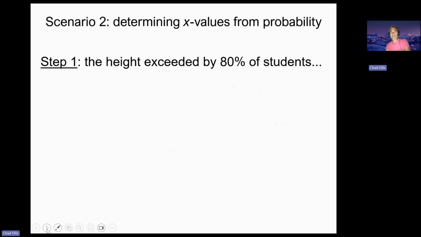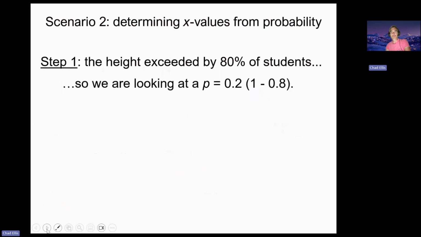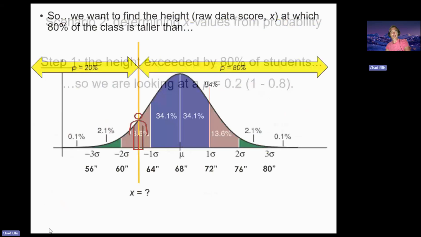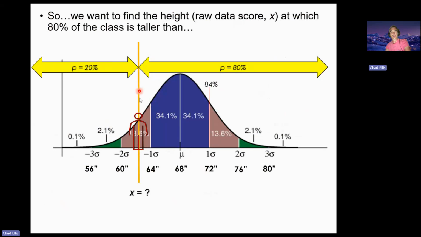Right, so step one, the height exceeded by 80% of students. So basically we're looking for a p-value, a probability of 0.2, because 80% of the students need to be taller than the student. So we're looking for the p-value of 0.2. To visualize this one, we're looking for the height. What is the x value, the height of the person at which 80% of the other students will be taller than that? So in this case, basically we're dividing 80% taller students from 20% of shorter students.